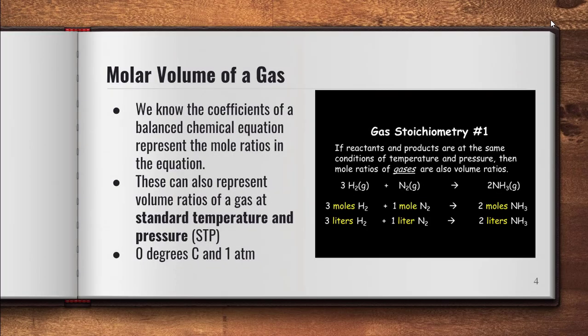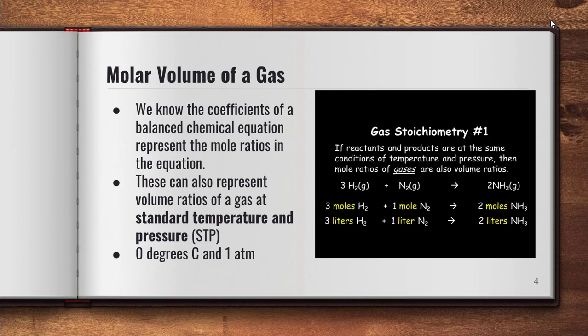So think way back to our stoichiometry unit in January. We know that the coefficients of a balanced chemical equation represent the mole ratios in the equation. So if you look on the right here, we've got an equation that represents the Haber process, being able to create ammonia. 3 moles of hydrogen plus 1 mole of nitrogen will give you 2 moles of ammonia. Well, with gases, these can also represent volume ratios at standard temperature and pressure.